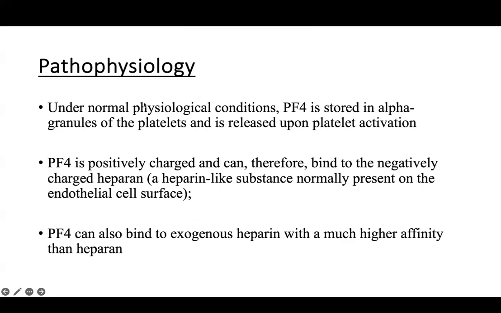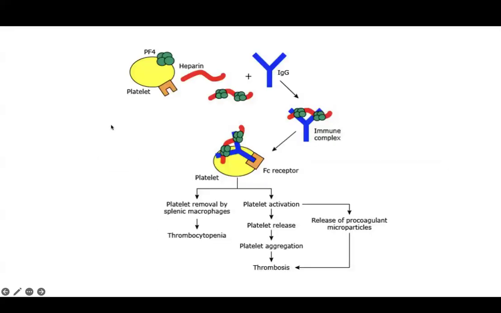So, pathophysiology. Under normal physiological conditions, there is a factor called platelet factor 4, which is stored in the alpha granules of the platelets. On activation of the platelets, these alpha granules are released into the system, and this gets attached to the heparin or heparan sulfate in the normal endothelium. So when the patient is exposed to heparin, this platelet factor 4 is released on activation, and it binds with heparin, forming a heparin and platelet factor 4 complex.